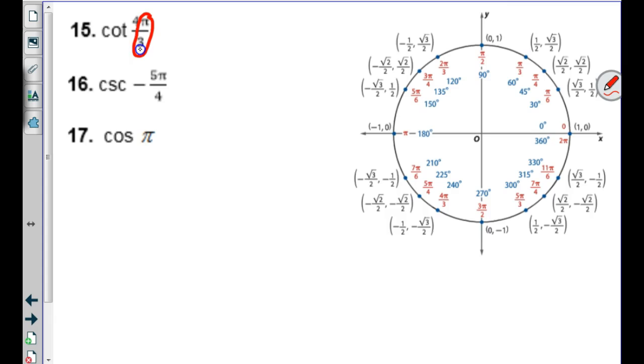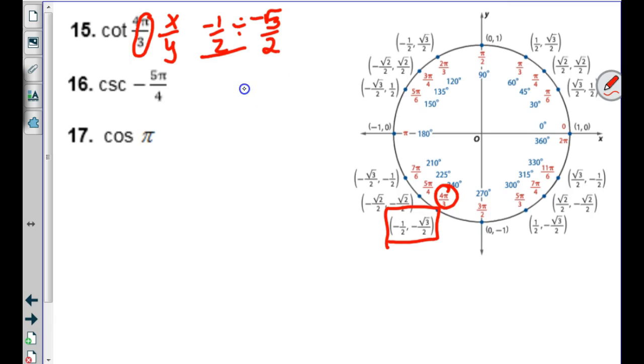180 divided by 3 is 60 times 4 is 240. So it's down here, 4 pi over 3. Okay. Here's the ordered pair. Cotangent is what? X over y, if you think of it that way, or it's cosine over sine. So it's negative 1 half divided by negative square root of 3 over 2. You remember what we just talked about? What happens to the divisors? Yeah. So we end up with negative over negative, which is positive. 1 over square root of 3, which is.